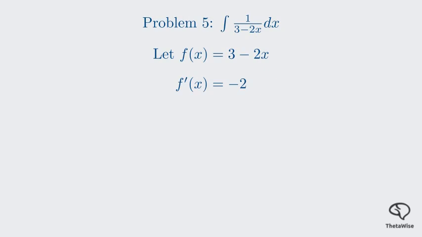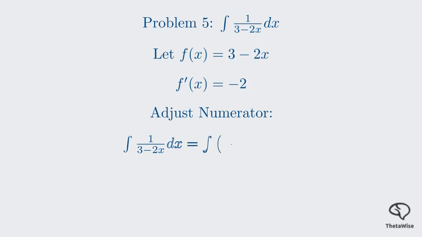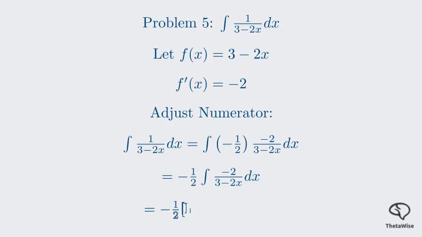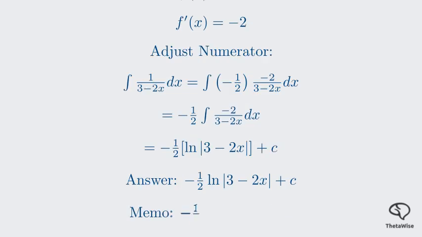Just like in the last problem, our numerator is 1, but we need it to be negative 2. We can adjust this using the same method. We can rewrite the integral by multiplying by negative 2 over negative 2. We pull the 1 over negative 2, or negative 1/2, out front. Inside, we are left with the required derivative. Now we have negative 1/2 times the integral of negative 2 over 3 minus 2x, which is the perfect f prime over f form. We can apply our formula. This gives us negative 1/2 times the natural log of the absolute value of 3 minus 2x plus c. The negative coefficient from the derivative adjustment carries through to our final answer. The memo confirms our answer is correct.